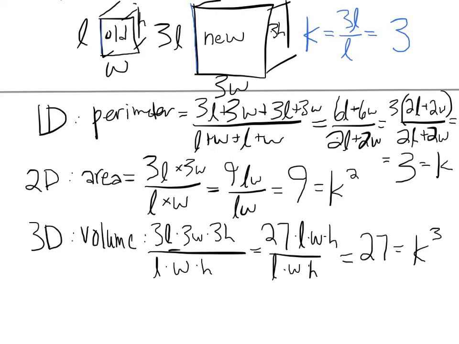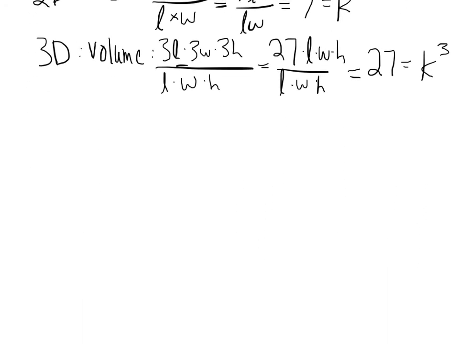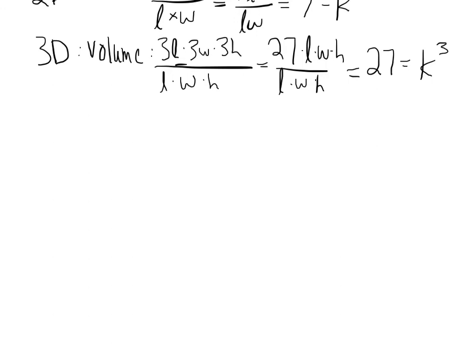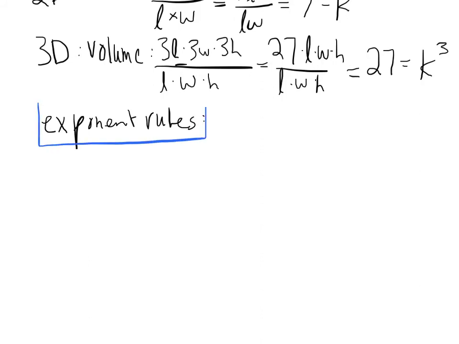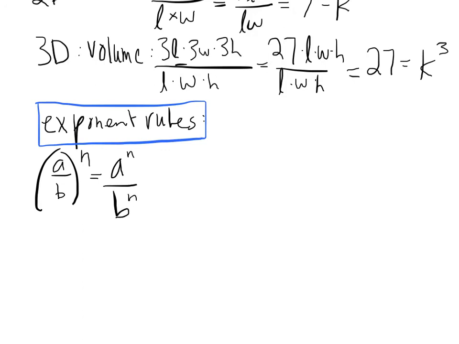Last thing I want to touch on really quickly is a quick review of exponent rules. It's just been a little while, and I want to make sure we're clear on how those work. So quick reminder, if we have a fraction, a over b, and we want to take that all to the n power, it's like we distribute the power. So we have a to the n over b to the n. So we have to do it to both the top and the bottom.